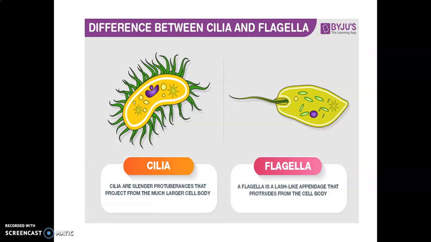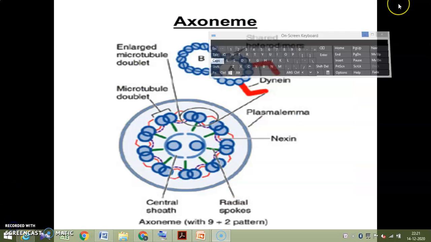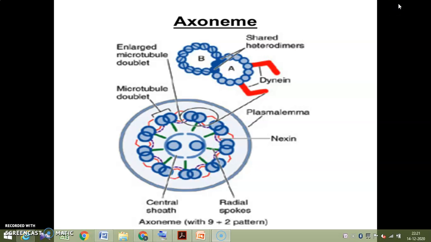The electron microscope study of a cilium or flagellum shows that they are covered with plasma membrane and their core is called axoneme. This axoneme possesses a number of microtubules running parallel to the long axis. The axoneme usually has 9 pairs of doublets. See, doublets here. 9 pairs of doublets of radially arranged peripheral microtubules and a pair of centrally located microtubules.